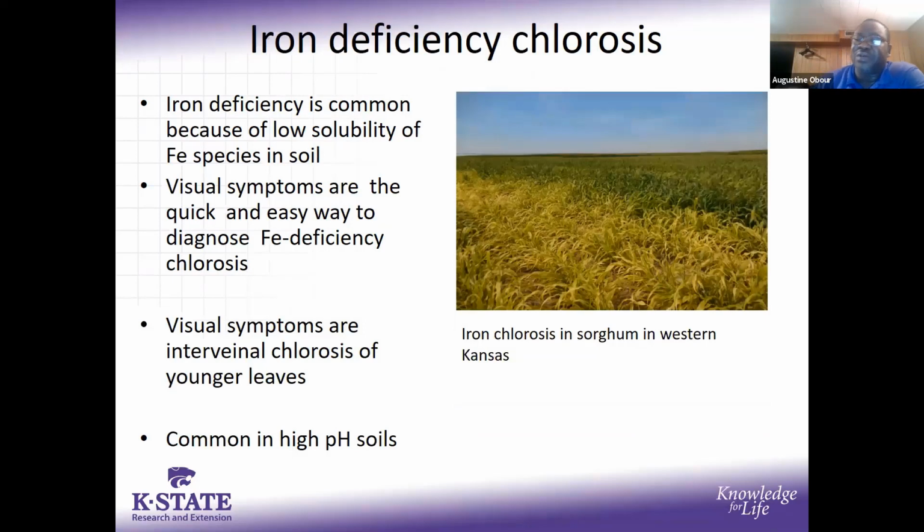This is a picture that I took in Western Kansas sometime in 2018. Sorghum showing iron deficiency chlorosis because of limited iron availability for sorghum uptake. And most of the time, iron deficiency normally occurs in the younger leaves because iron is relatively immobile, so it doesn't move from older leaves to younger leaves. So we tend to see interveinal chlorosis of the younger leaf. This is a common visual symptom of iron deficiency chlorosis in high pH soils.